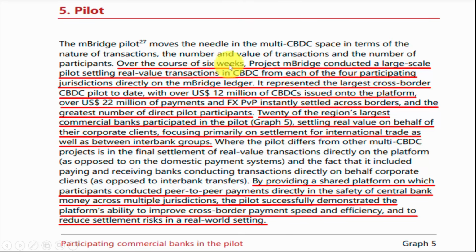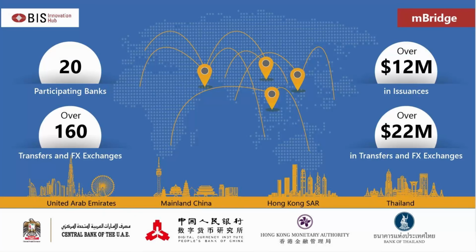So over the course of 6 weeks, Project mBridge conducted a large-scale pilot settling real value transactions in CBDCs from each of the 4 participating jurisdictions. And the 4 participating jurisdictions were Hong Kong, Thailand, UAE, and what was the other one? China, directly on the mBridge ledger. So there was real value occurring on the mBridge ledger during the pilot. It represented the largest cross-border CBDC pilot to date, with over $12 million of CBDCs issued onto the platform.